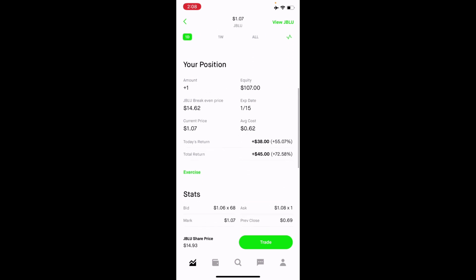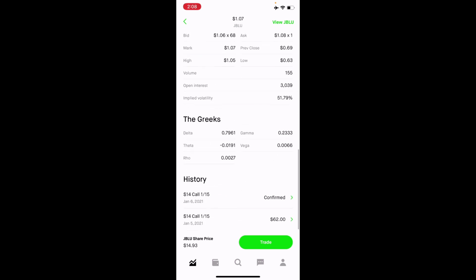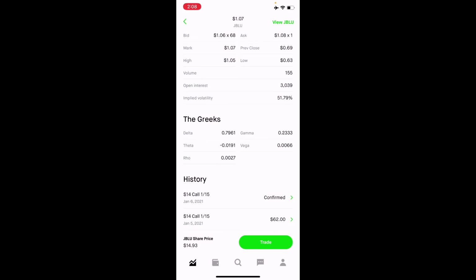But if you was to, you could have held it. You see it's still going up. So you could have actually held the trade a little longer until you felt comfortable with selling it.